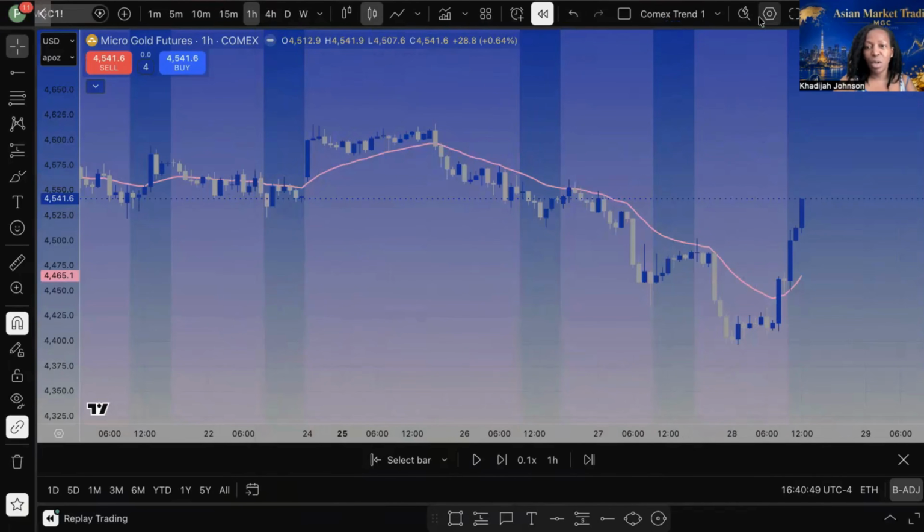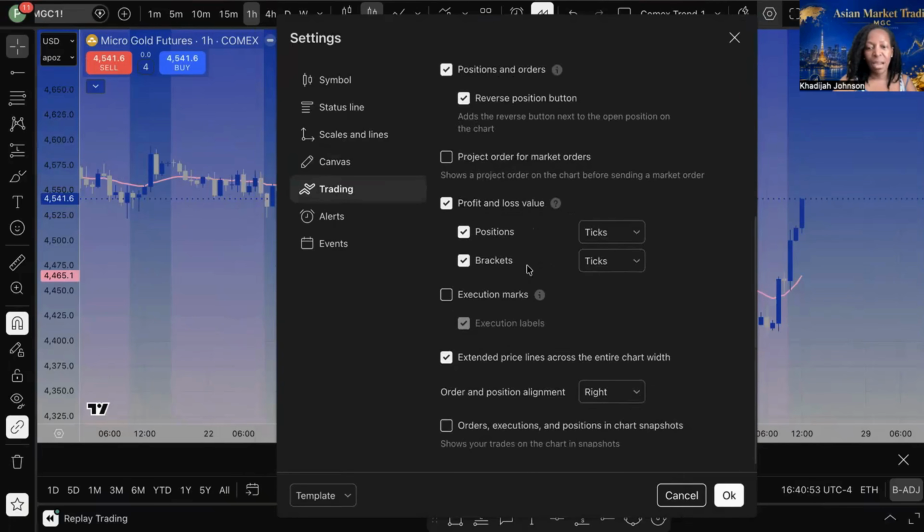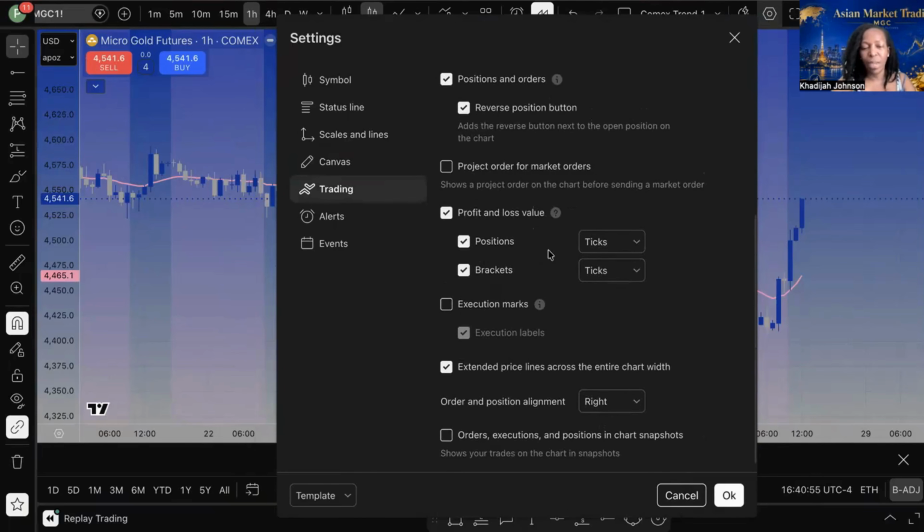All right. And then we're going to go back, I'm sorry, and we're going to go to the trading. Now, this is one of the main reasons, besides the look of the chart and the candles. I actually changed my profit and loss value to ticks from money. Because if you look before, it was always money, but I changed it to ticks because it keeps my emotions low when I'm taking a trade.